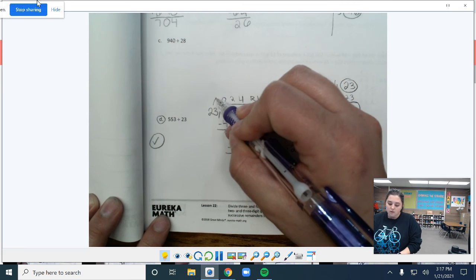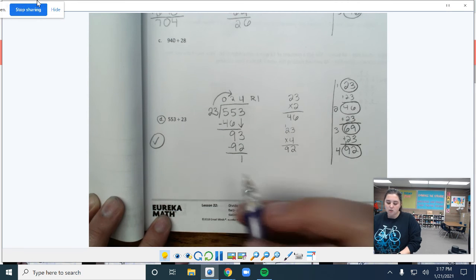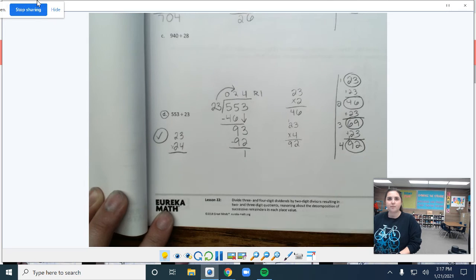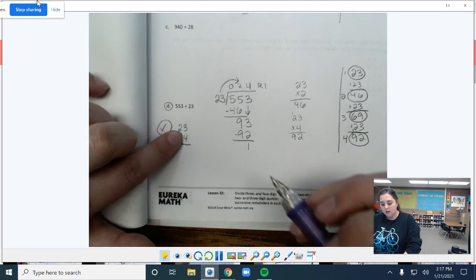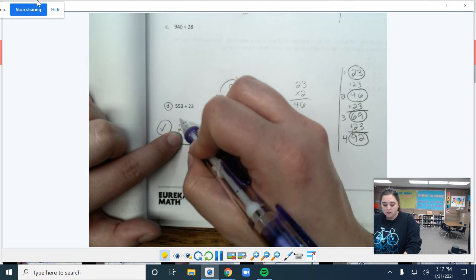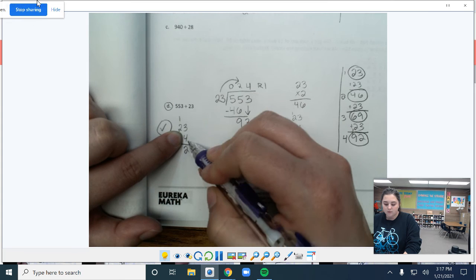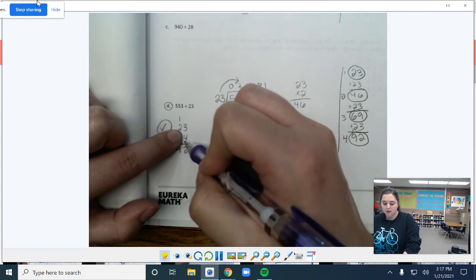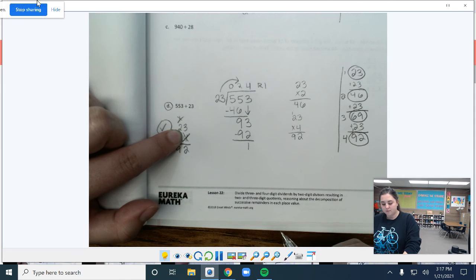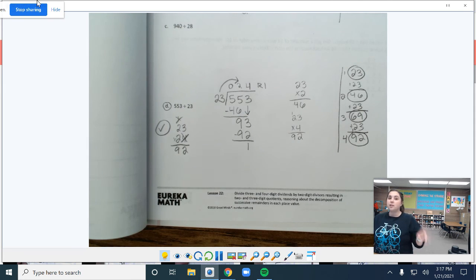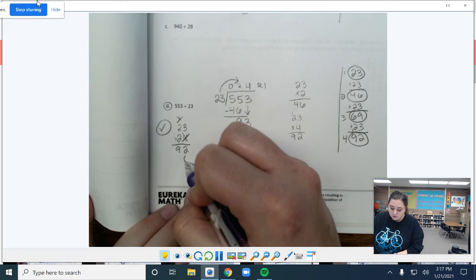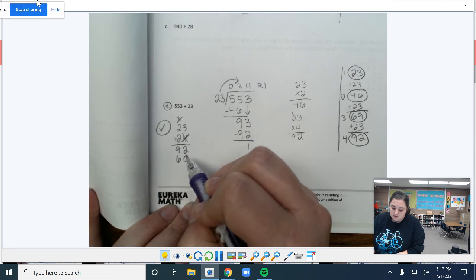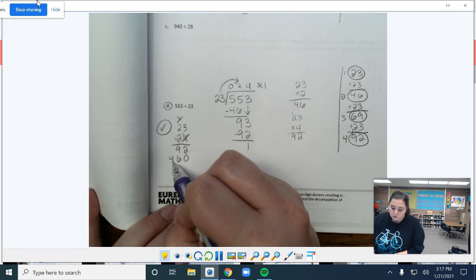So I have 23 times 24. 4 times 3 is 12. 4 times 2 is 8. Plus 1 is 9. I'm done with that 4 and that 1. Now I have my 2, but it's not really a 2. It's 20. Don't forget your 0. And 2 times 3 is 6. 2 times 2 is 4.